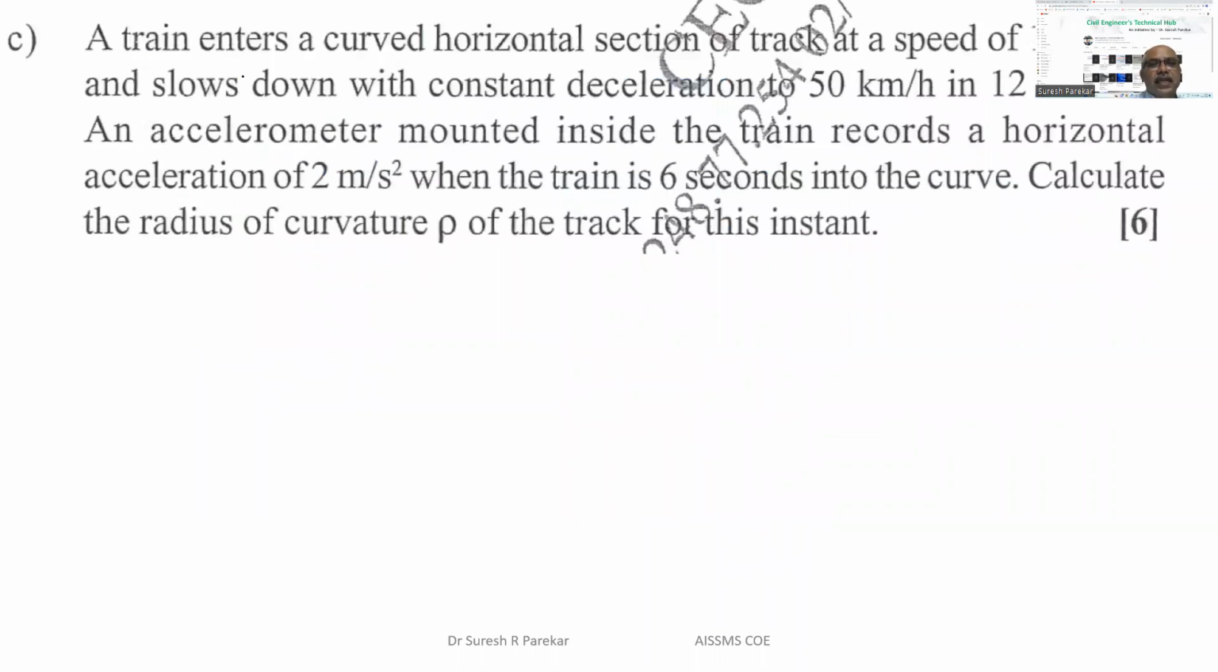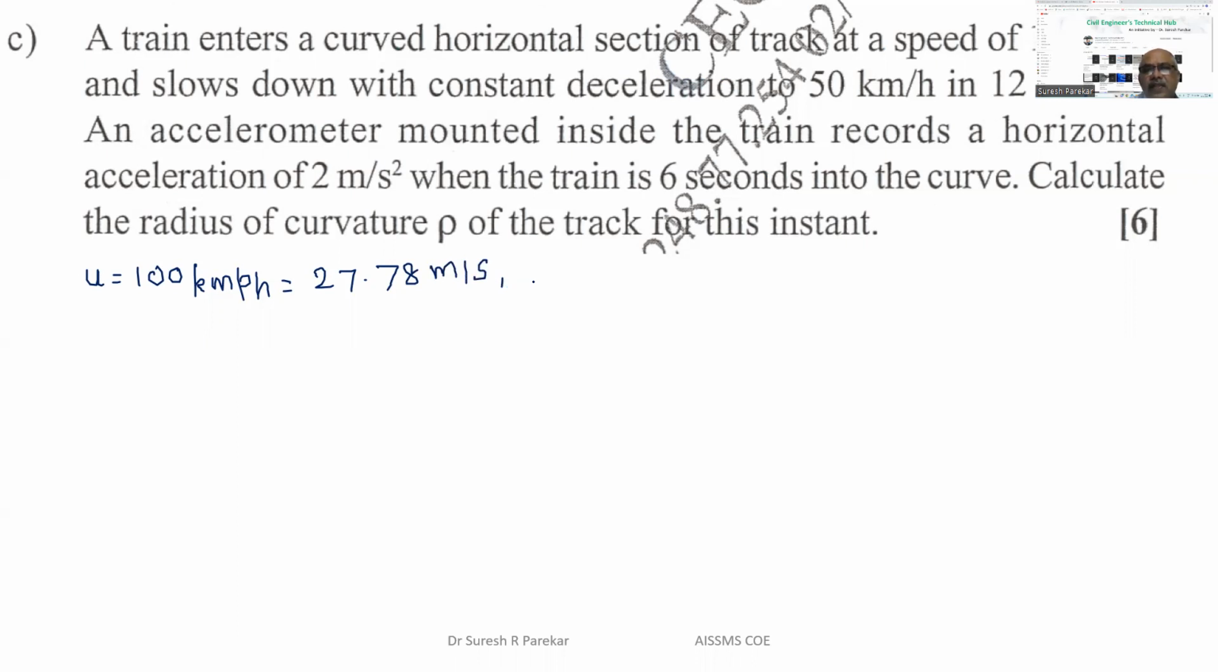A train enters a curved horizontal section of track at a speed of 100 km per hour. Now we have initial velocity 100 km per hour, and this value is 27.78. Always find it in meter per second.